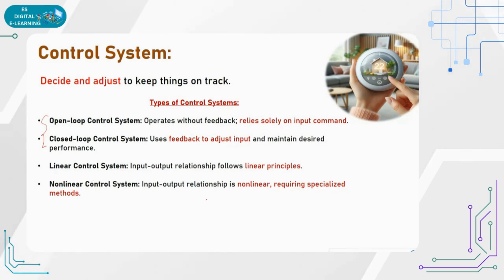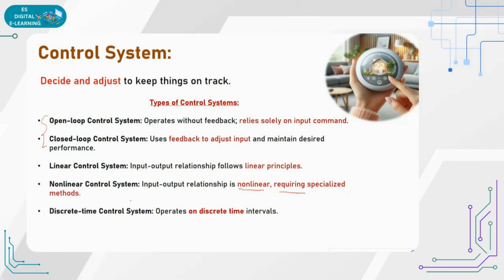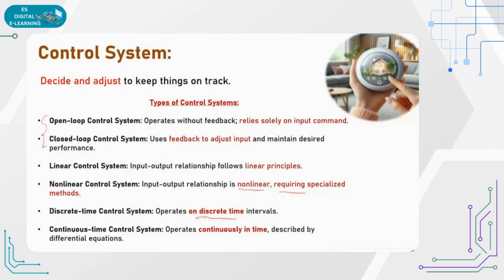So non-linear is a relation where the input-output relation is non-linear and requires specialized methods. And the discrete control method operates on discrete time intervals, in a digital way. And the continuous time control system requires continuous time to operate. It depends upon the time, whatever the signals we are sending.